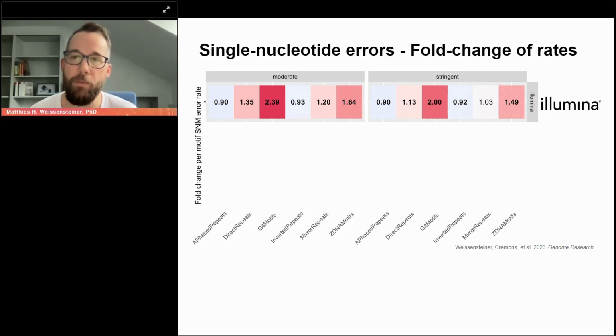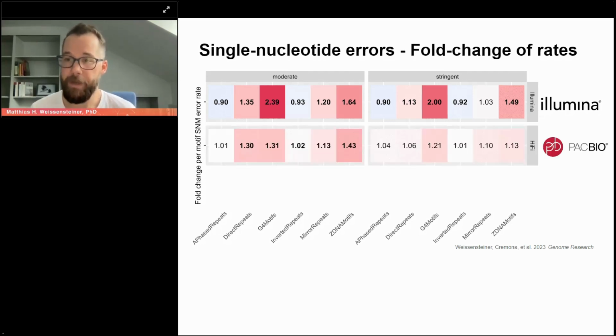What's immediately obvious here is that 2 non-B types, namely G4 motifs and zDNA motifs, seem to show a drastic increase in their error rates. So G4 motifs in the moderate filter set, for example, show over 2 times more increase in error rate compared to the control. And this is also still visible in the stringently filtered set.